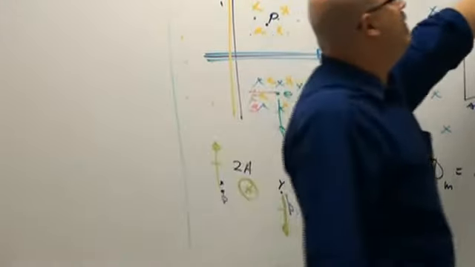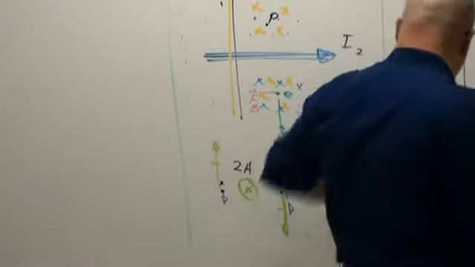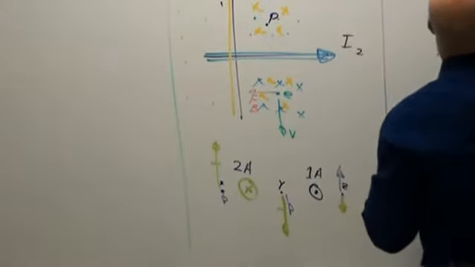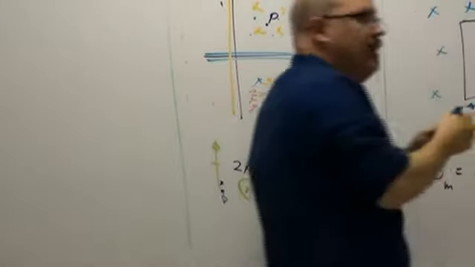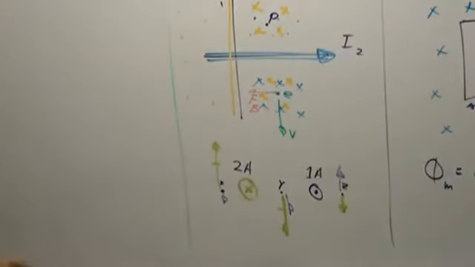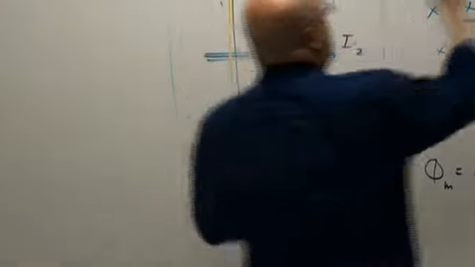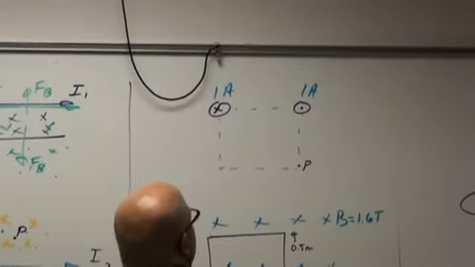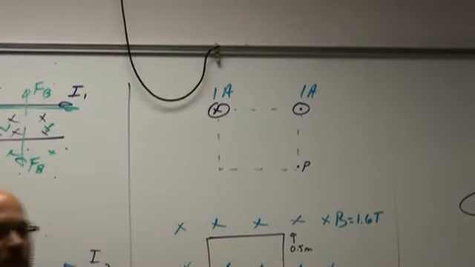Okay. What's the direction of the magnetic field right here? If this is a 1 amp current, and this is a 1 amp current, what's the magnetic field direction there? Is that directly below the 1 amp? Yes. It doesn't matter. So it's a square.